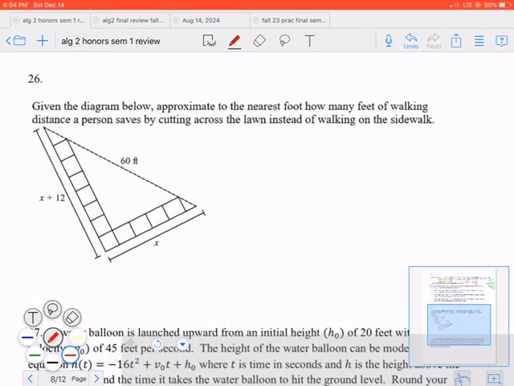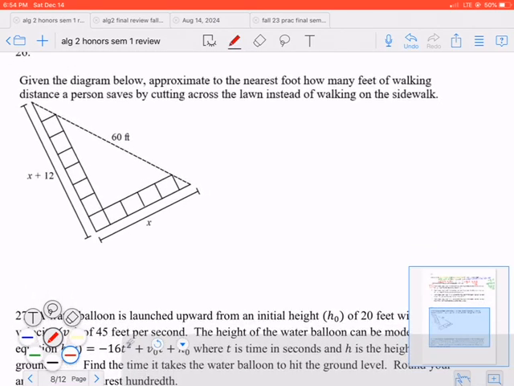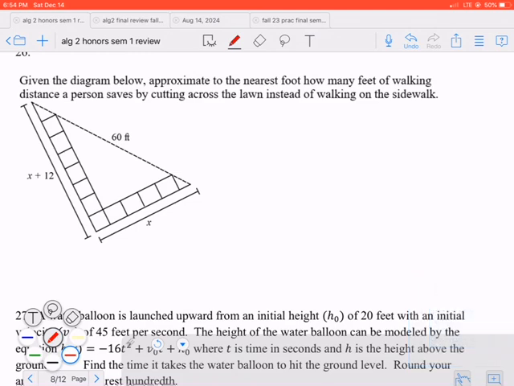26. Given the diagram below, approximate to the nearest foot how much walking saves. Okay, so this person walks across the lawn and it's 60 feet. If they walk along here, how many feet is that? This distance is x, this one is x plus 12.